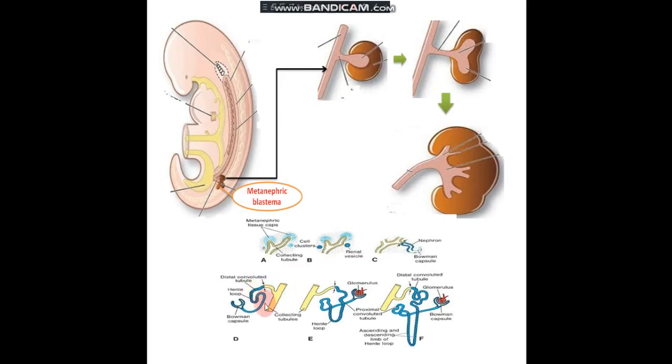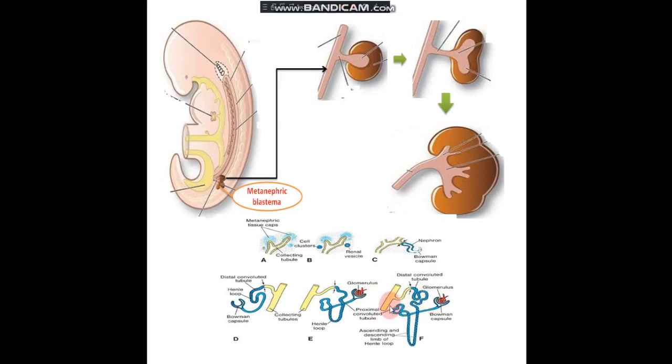Later on, it elongates and becomes somewhat convoluted, and a cup-shaped structure occurs at its lateral end. Into this cup-shaped structure, at the medial end, grows a tuft of capillaries from the branch of the dorsal aorta, which forms the glomerulus. And on the lateral end, there occurs a luminal continuity between the excretory tubules and the collecting tubules, which is the critical point in the development of the kidney.